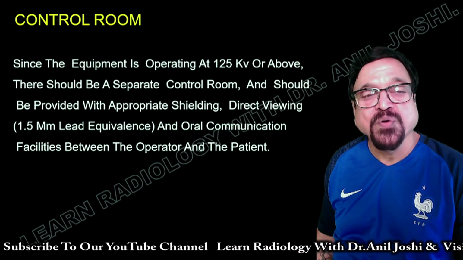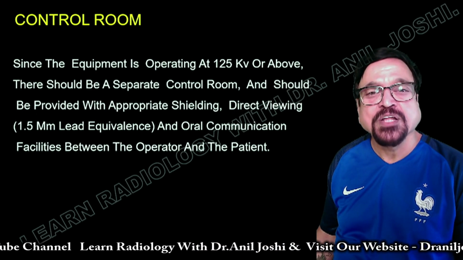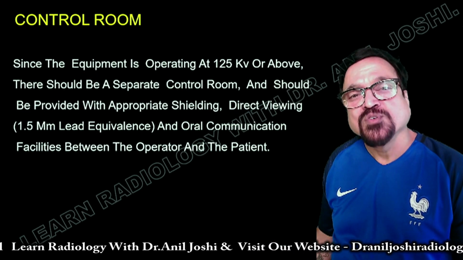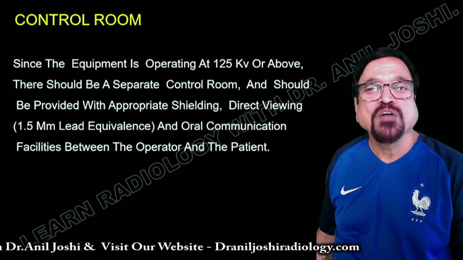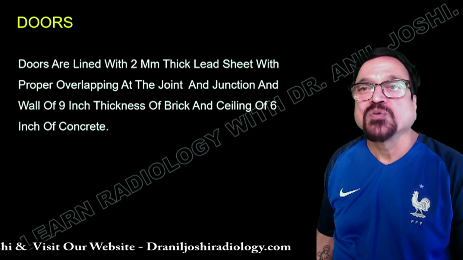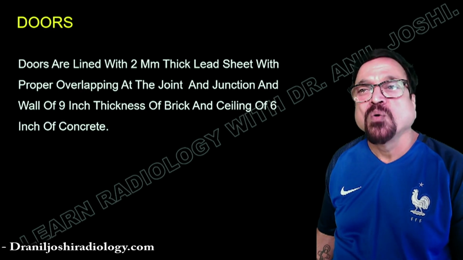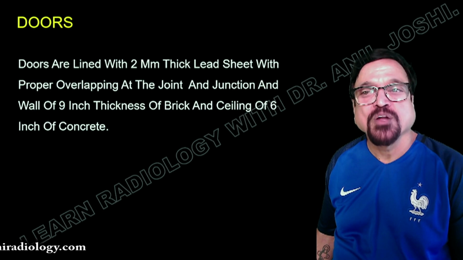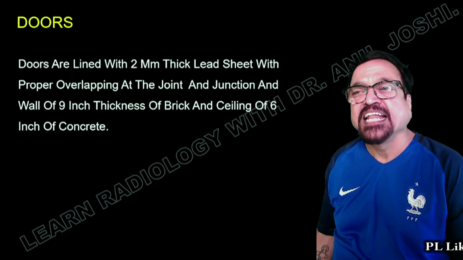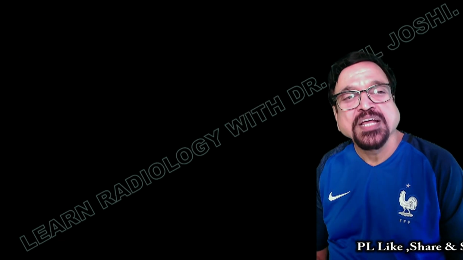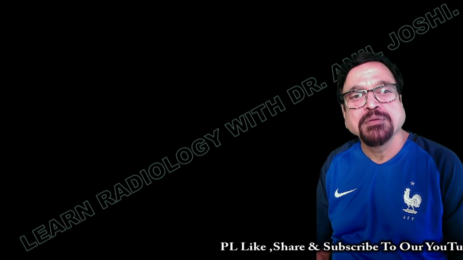Then a direct viewing window which has a glass equivalent. That is, it is not a routine glass. It's a glass which has the capacity to hold radiation and is equivalent to 1.5 mm of lead thickness. Now doors, as we say, are lined with 2 mm thick lead sheets with proper overlapping at the joints. There should not be gaps which leak the radiation, and the walls should be 9-inch thick brick and the ceiling should be 6 inches of concrete. So in other words, primary radiation 9-inch, secondary 6-inch, concrete above and below 6-inch.